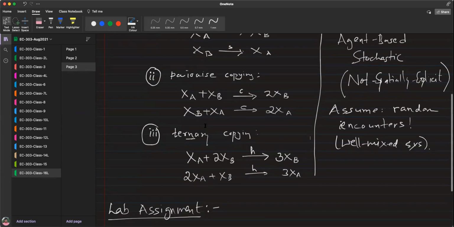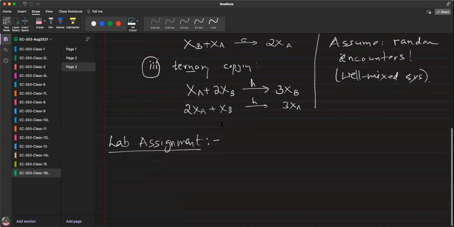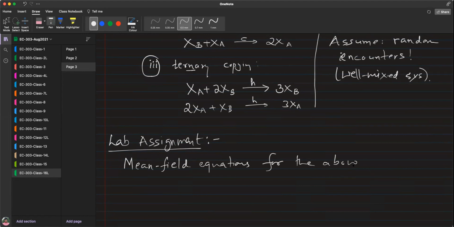Okay. So both of them matter. H matters and the current densities also matter. The actual reaction rates, the population level interaction rates. Okay. So here is the lab assignment for today. Write the mean field model, mean field equations for the above model. That's your first part of the assignment.